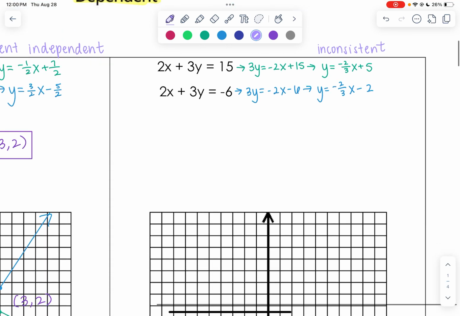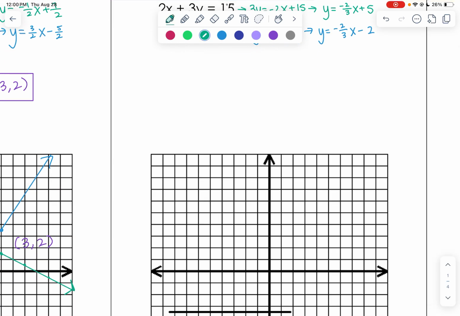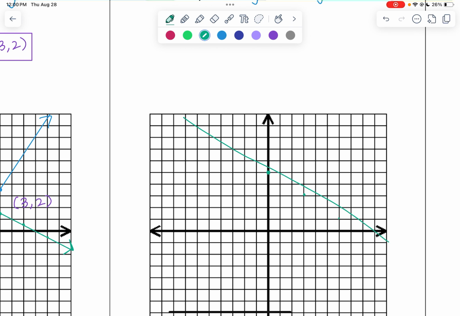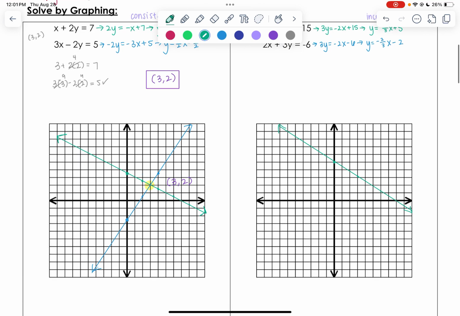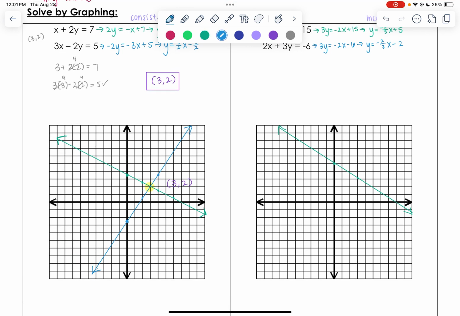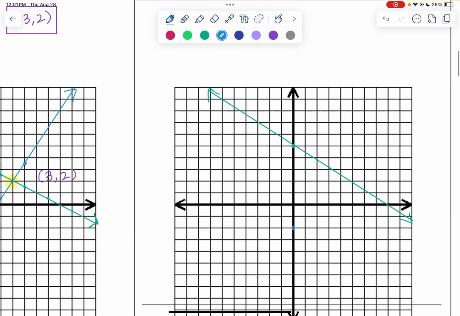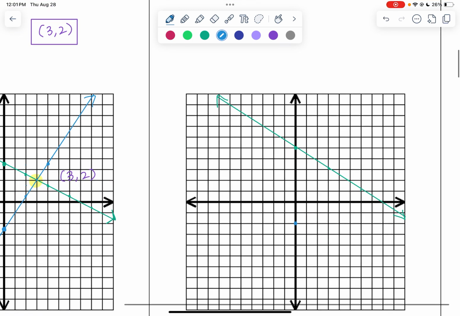And if we were going to graph this, I have a y-intercept of 5, and my slope is negative 2/3, so down 2/3. It's going to look like this. And then the other one had a y-intercept of negative 2, and it also had the same slope. So you're going to end up with these parallel lines that never intersect.